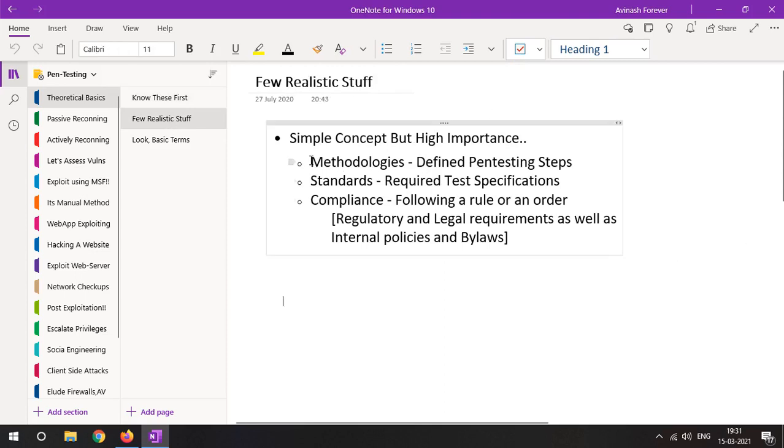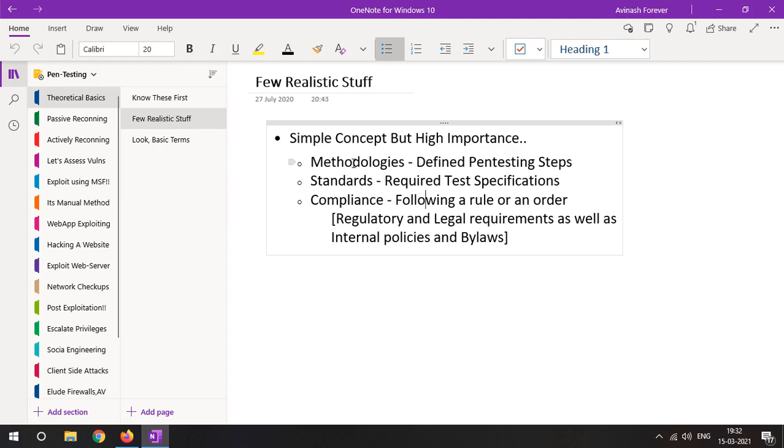So now we have to talk about methodologies, standards, and compliance. I think that these are some of the most important things to know as a professional penetration tester. Methodologies. So what is a methodology? Methodology is basically a step-by-step procedure of doing something. So in our case, we are talking about pen testing. So how do we exactly do pen testing?